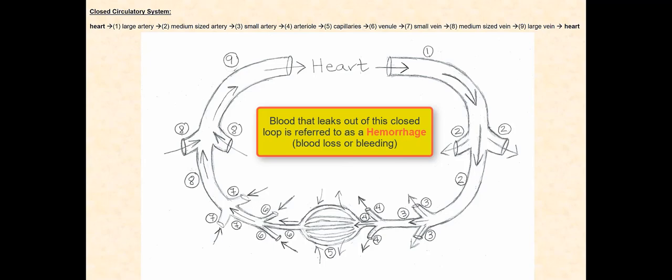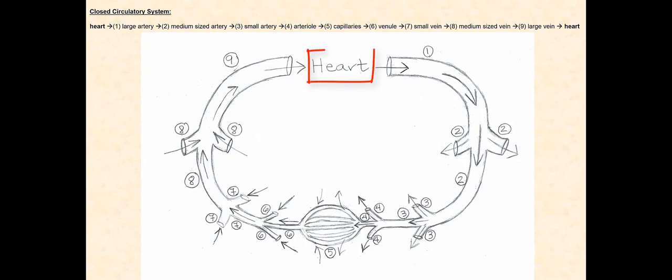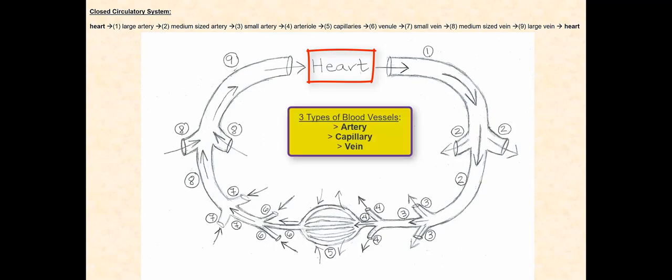bleeding. We will discuss how our bodies respond to a hemorrhage when we go over the blood vessels and blood chapters. We begin and end with the heart, the pump that maintains blood flow or circulation through these blood vessels. Always remember that blood flow is one direction and one direction only. We have three types of blood vessels: the artery, the capillary, and the vein. We will reintroduce and discuss these blood vessels in detail with the blood vessel chapter.